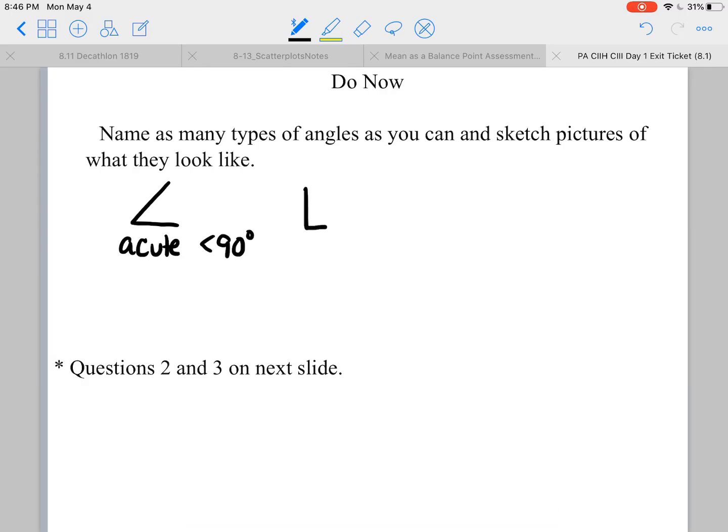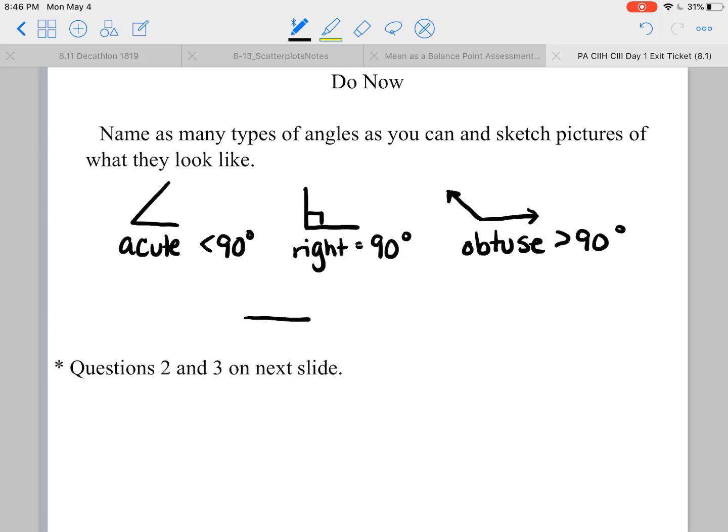Next, we have a right angle. Right angles have measurements of exactly 90 degrees, and they're often notated with this small corner notation. An obtuse angle is any angle that has a measurement that is greater than 90 degrees. Finally, we have our straight angle, and a straight angle has a measurement of exactly 180 degrees.